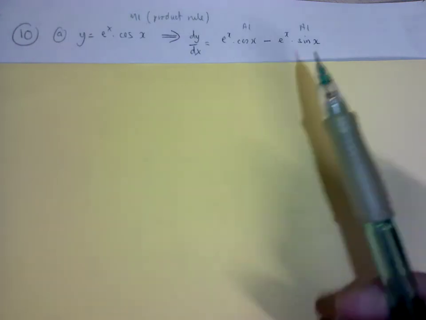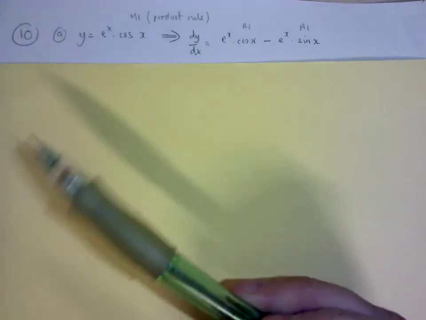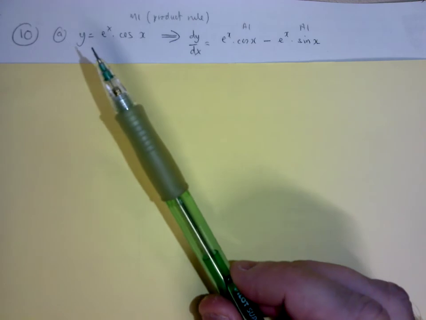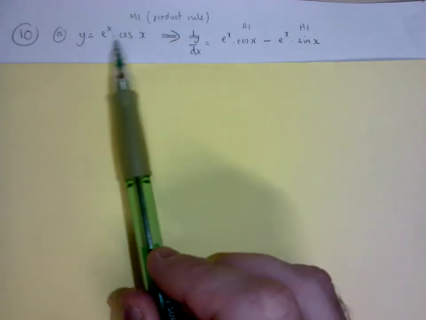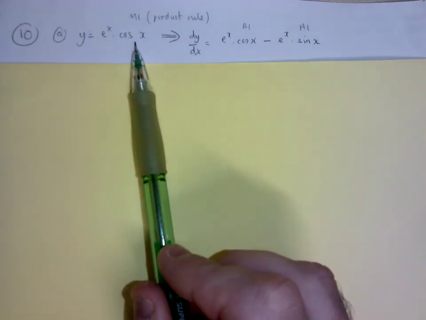Okay, we'll quickly look at question 10. First question in section B. Big question, 19 marks. Talking about the function e to the x cos x.